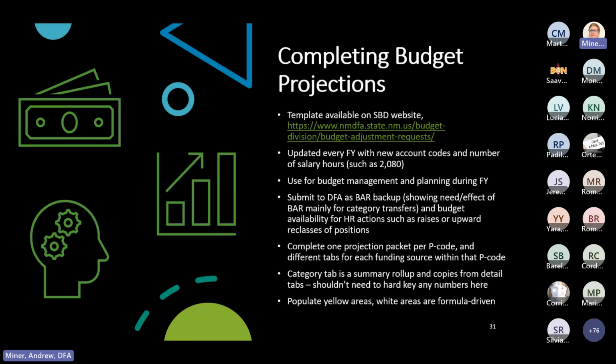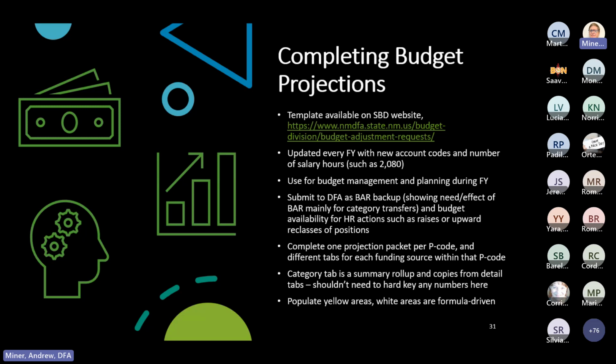We had a couple of new account codes when COVID hit related to those expenditures. I don't think we've had any since then, but they could happen. And then the number of salary hours, the default per year is 2,080. But that can change a little bit, like 2,088, depending on the calendar.